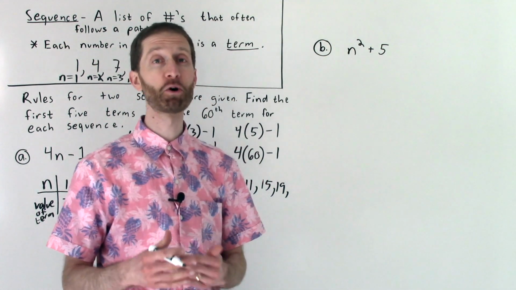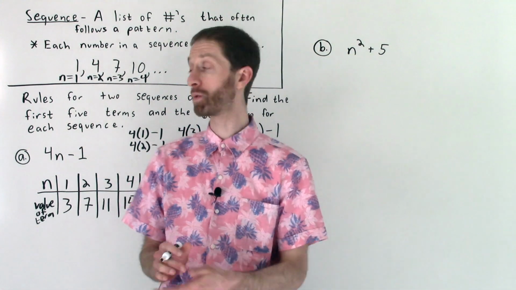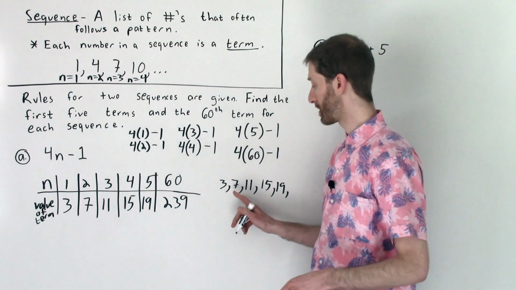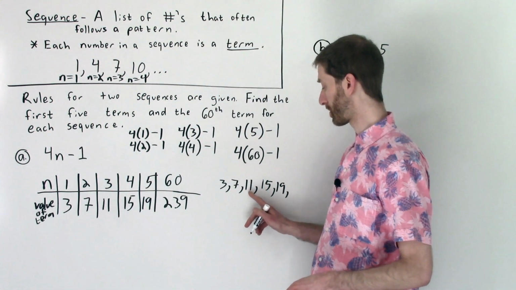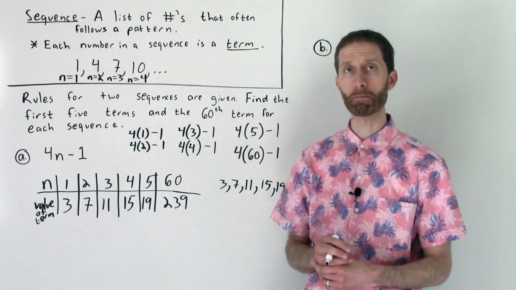It's not so bad. And again, the numbers that we're plugging in represent the place in the sequence that we are at. The first place was 3, second was 7, 11 was the third, 15 was the fourth, 19 was the fifth, and here's the work to support.